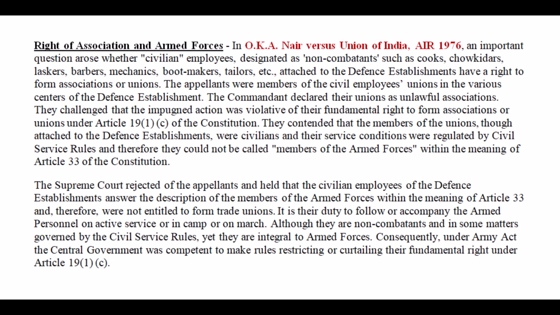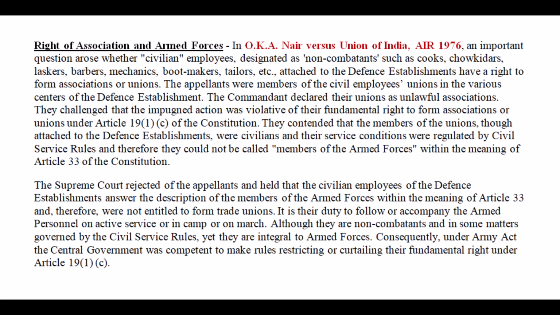Right of association and armed forces. In O.K. Nair vs. Union of India, AIR 1976, an important question arose whether civilian employees, designated as non-combatants such as cooks, chowkidars, laskars, barbers, mechanics, bootmakers, tailors, etc., attached to the defense establishments have a right to form associations or unions. The appellants were members of the civil employees unions in the various centers of the defense establishment. The Commandant declared their unions as unlawful associations.